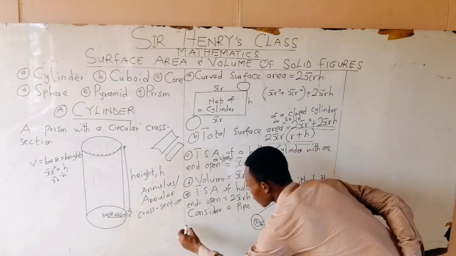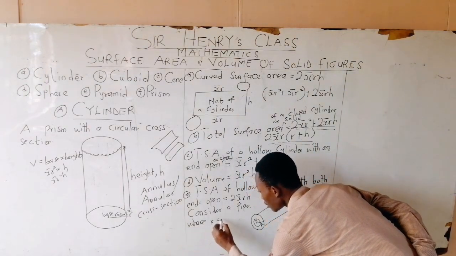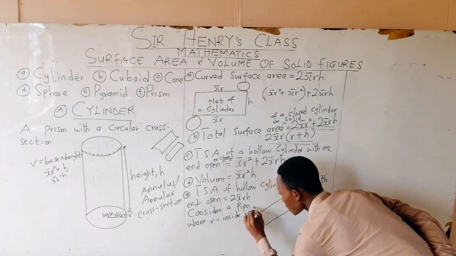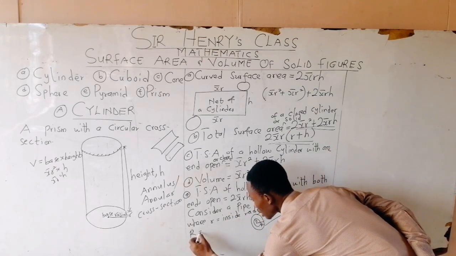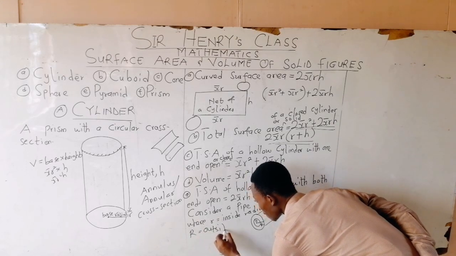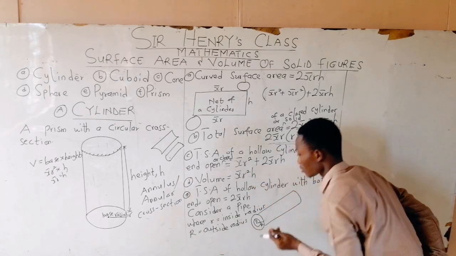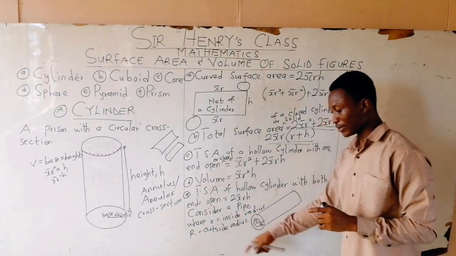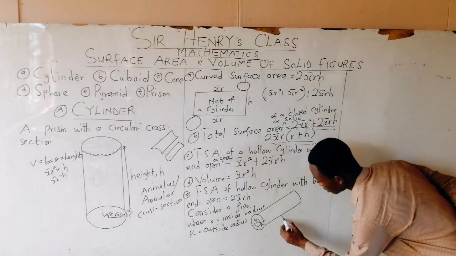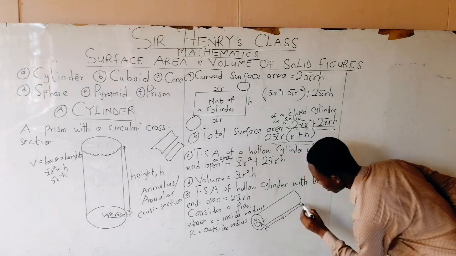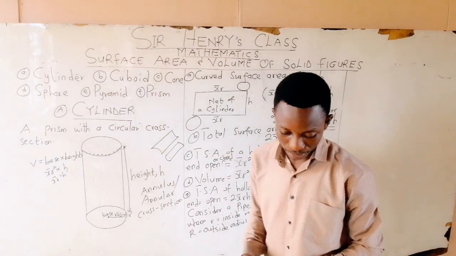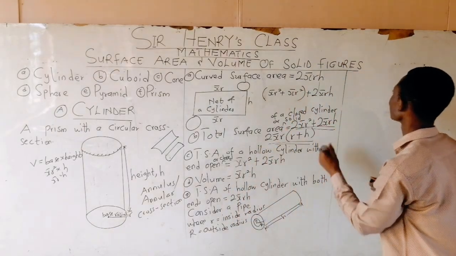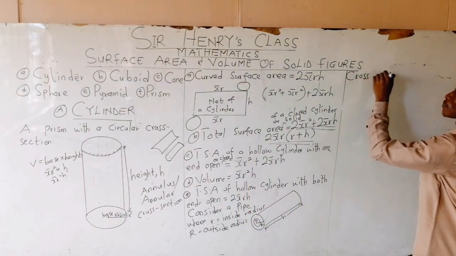So, here, small r is the inside radius. Capital R is your outside radius. Or you say the inner radius, or the interior radius, and the exterior or the outer radius. And this side is your height. Don't forget your height. So what can we consider as a pipe? One, let's look at the cross-section area of a pipe. Cross-section.